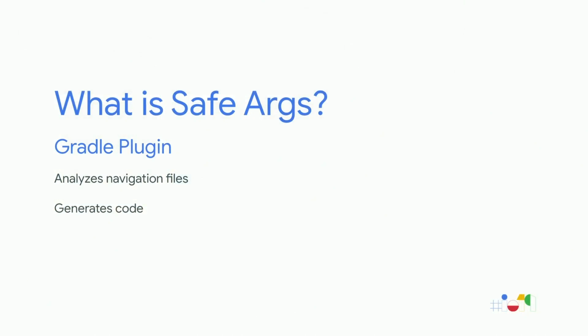All right, so like Ian mentioned, SafeArgs is a Gradle plugin that basically complements the navigation library. It grabs your navigation files, analyzes them, and generates some code for you to use in your application to help you safely pass arguments and navigate to valid destinations. Now, you might be wondering, why did we create SafeArgs? Or why would you even use SafeArgs? After all, it's an optional plugin, but we highly recommend that you use it.